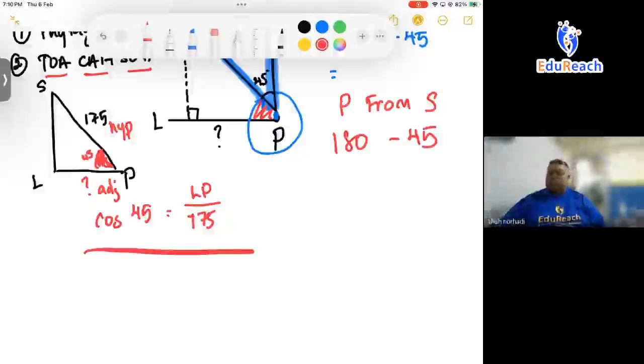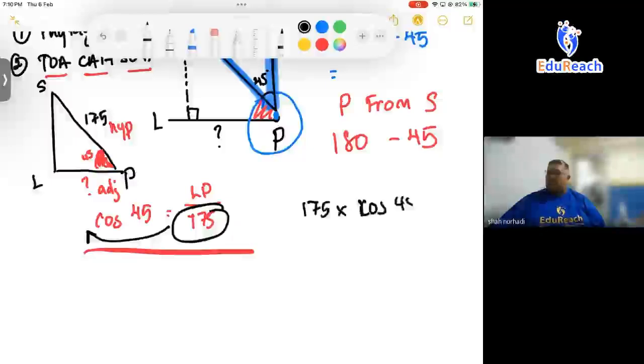Again? So what we do here is we will shift this 175 over here. So it will be 175 times cosine 45 equals to LP. Then that's your answer.